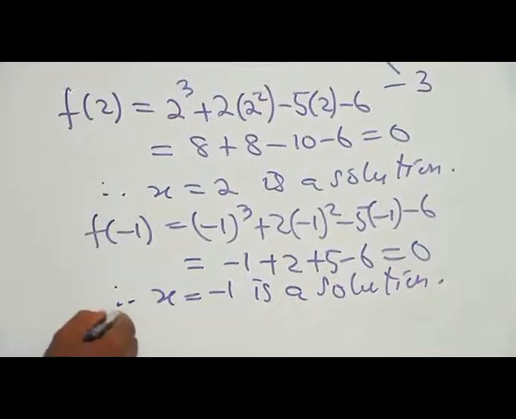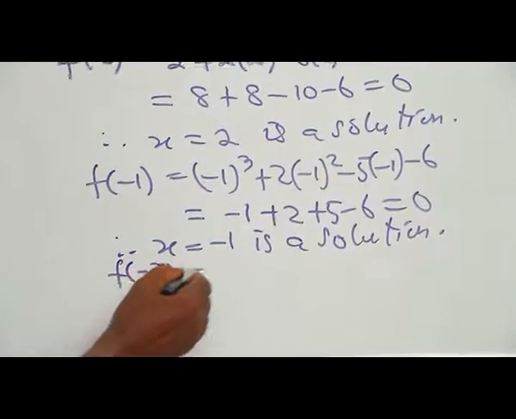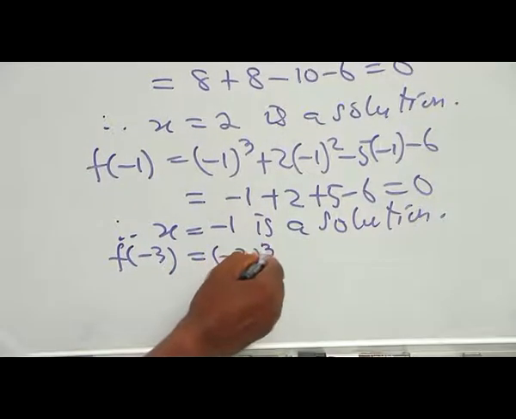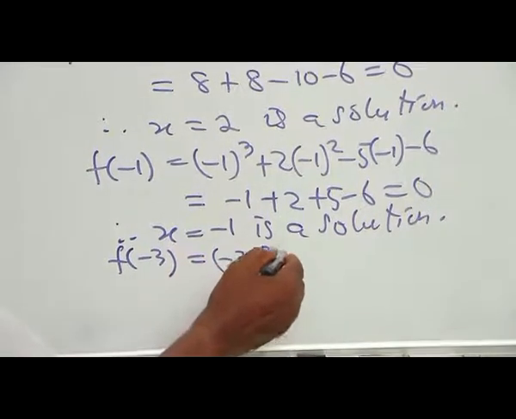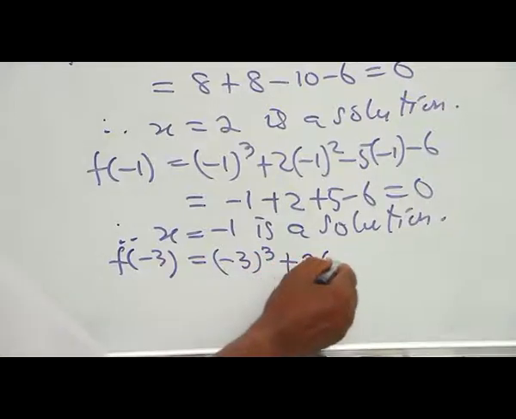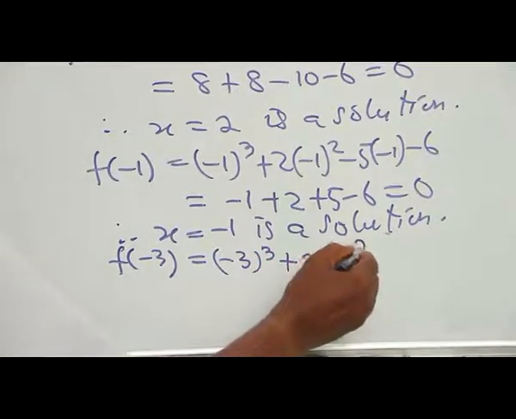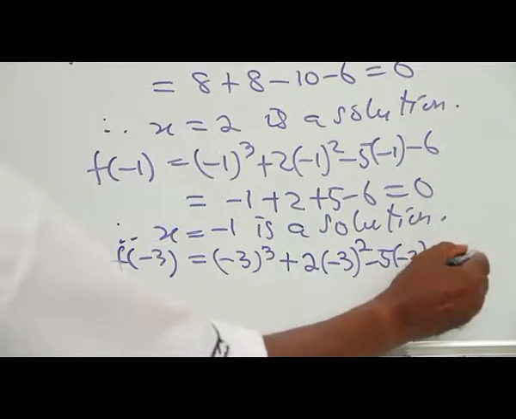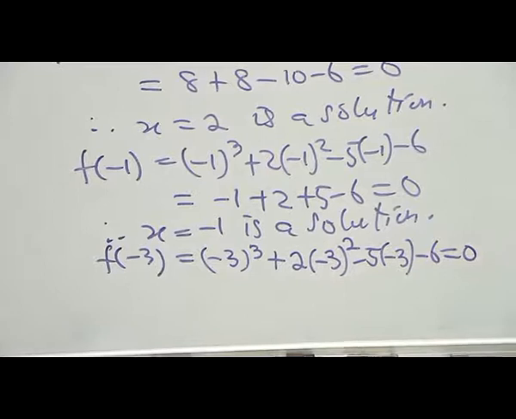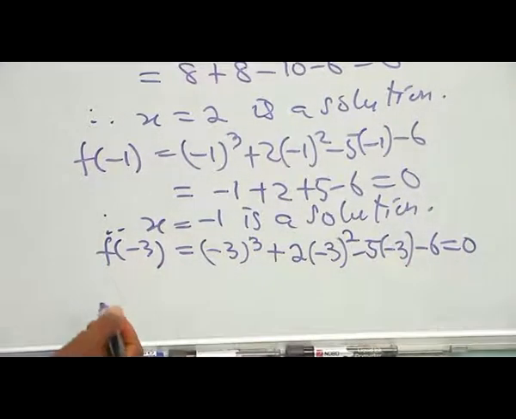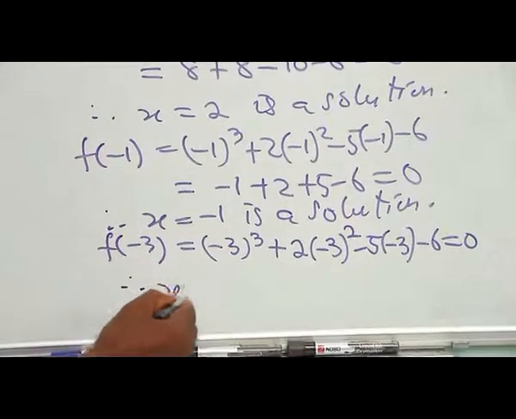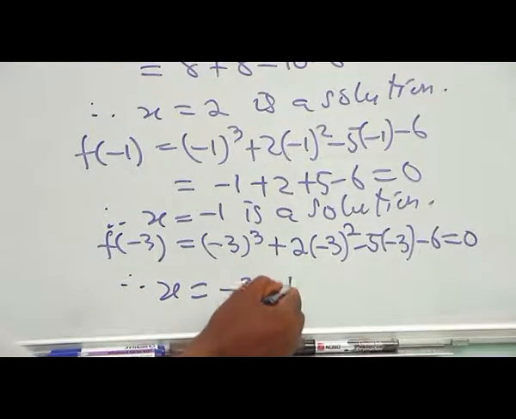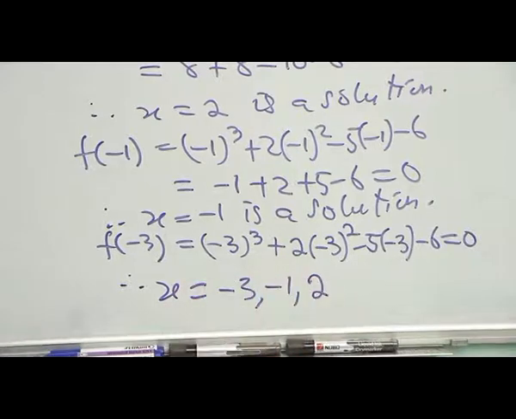You do the same thing with f of minus 3, and this will be equal to minus 3 all cubed, and then of course we have plus 2 into minus 3 all squared minus 5 into minus 3 and minus 6. The value will be equal to 0. So when you simplify that, it will give you 0. Therefore, our solution s is equal to minus 3 and then minus 1 and then equal to 2.